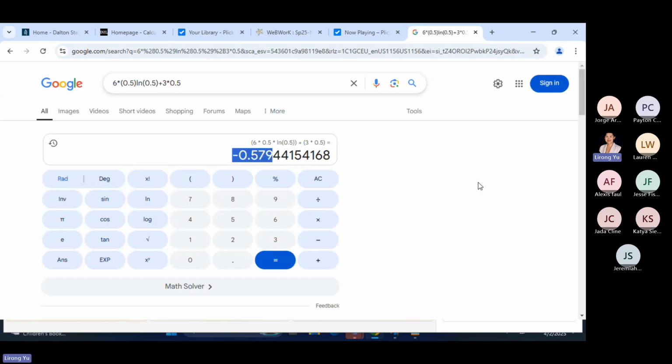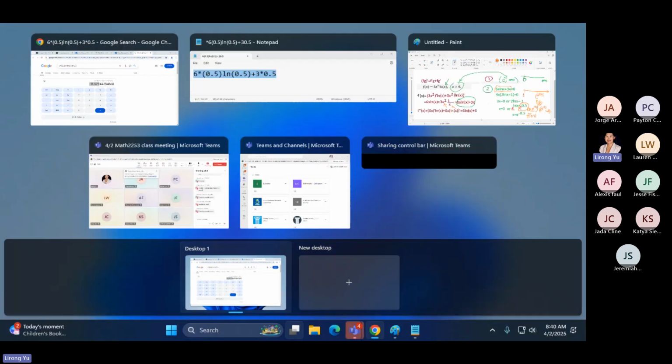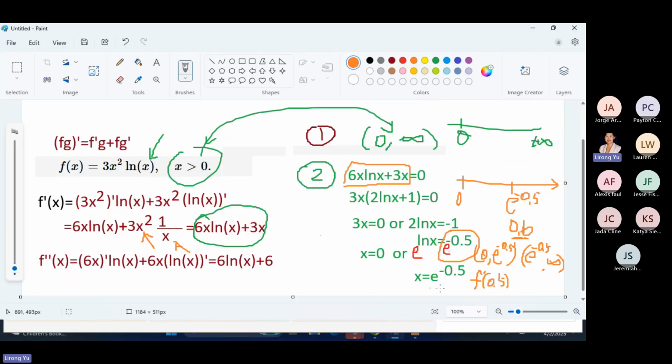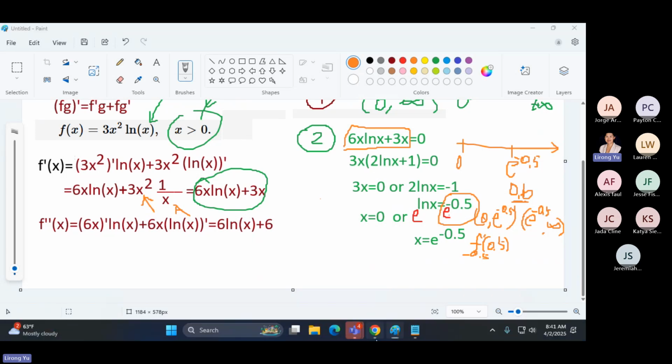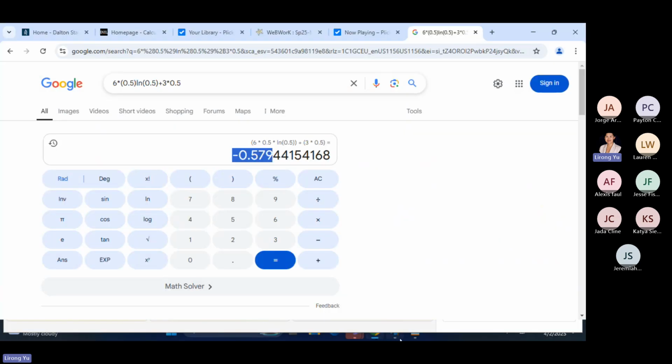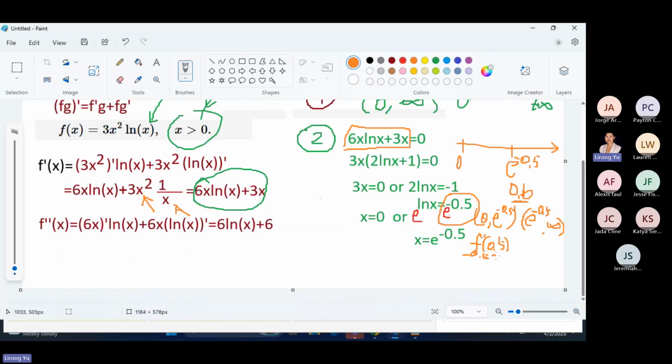So I find a negative 0.579. It's a negative number. The exact value is not that important. Being negative indicates it's a decreasing interval between these two numbers.